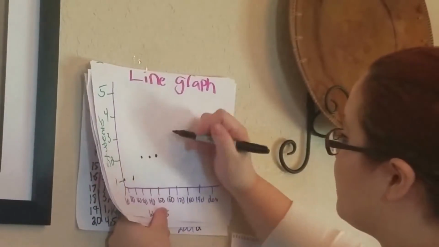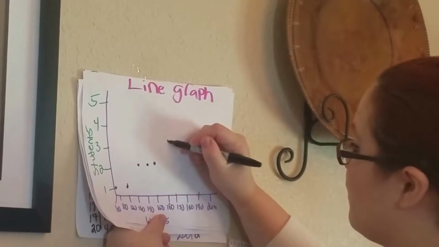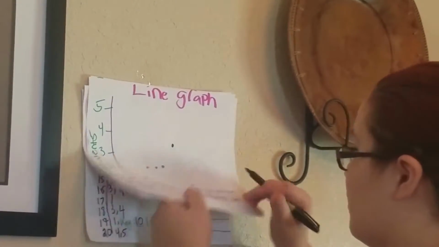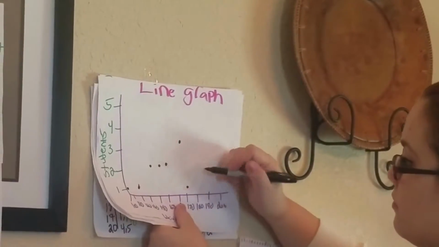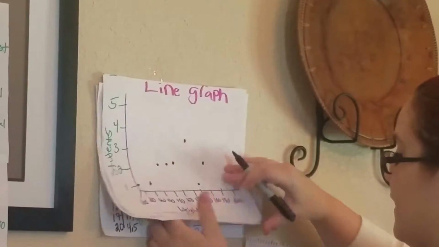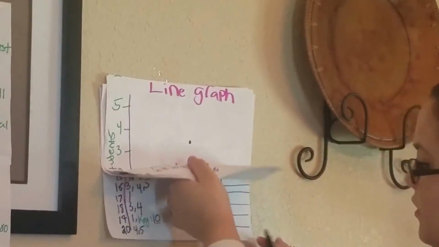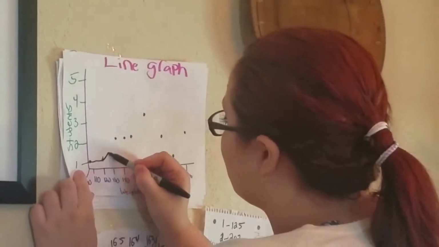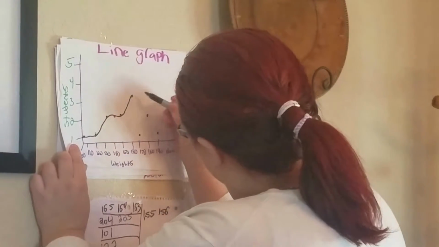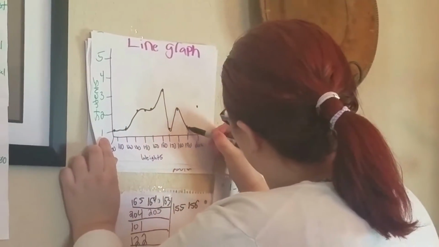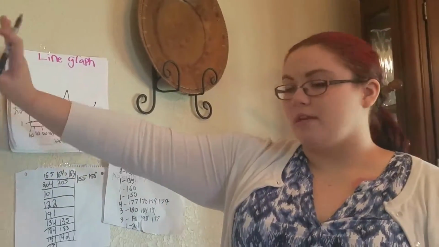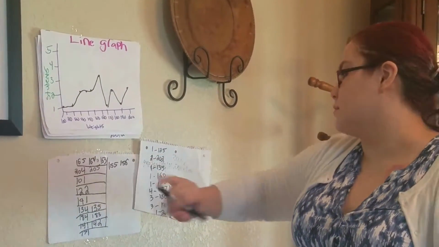160 is 3, so we're going to go up to the 3 mark. 170 is 1. 180 is 2. 190 is 1, and 200 is 2. Now we're just going to connect our lines. And that is our first line for Mr. Smith's class. Now we're going to demonstrate our second class weights.